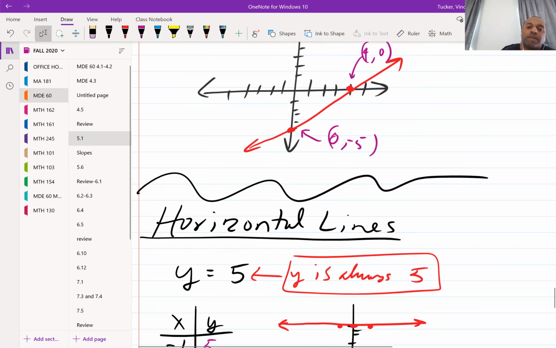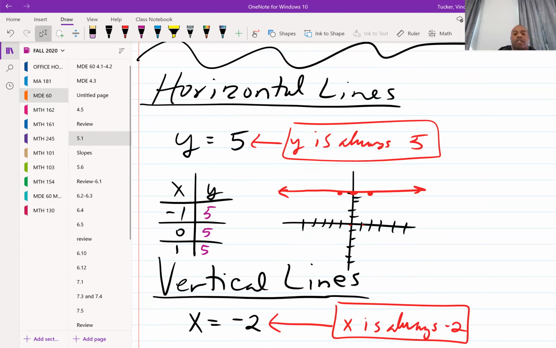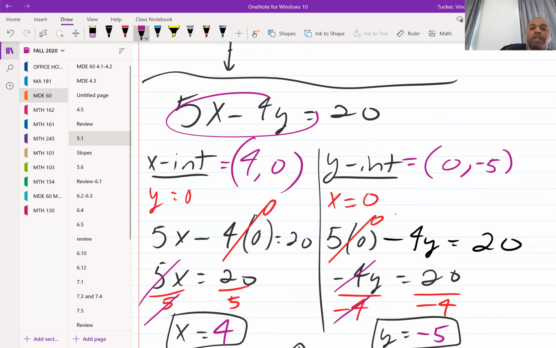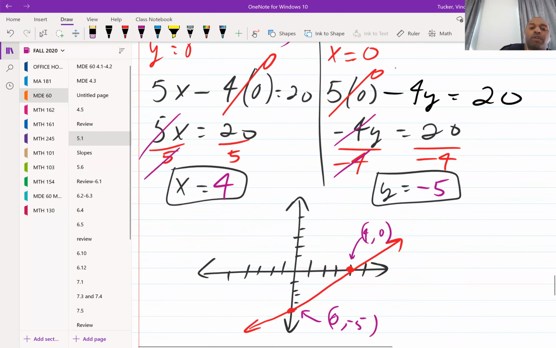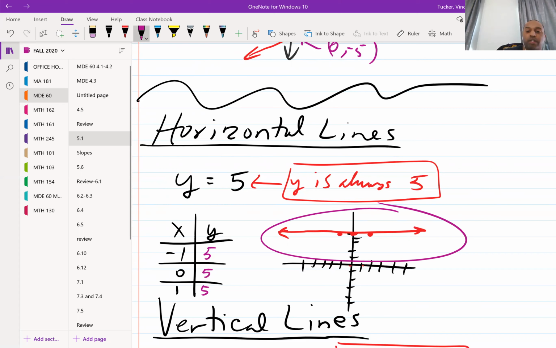Okay, next thing doesn't call for any calculation. So horizontal lines. Notice each one of our equations up to this point had x and y involved. If you come to an equation that just has y, you don't need any type of calculation. All you need to do is recognize that y is equal to that number. So in this case, y is equal to 5. No matter what x is, y is always going to be 5. So I chose negative 1, 0, and 1, and y was 5 in each case. When you graph it, it'll give you a horizontal line at 5.